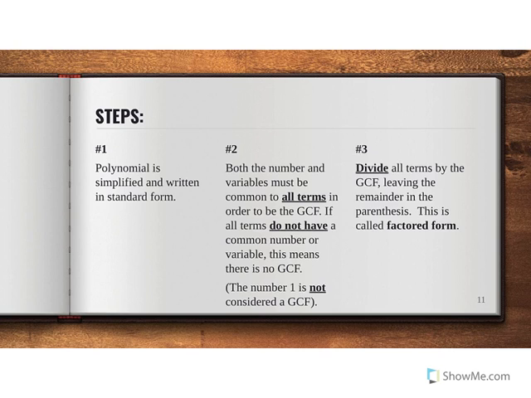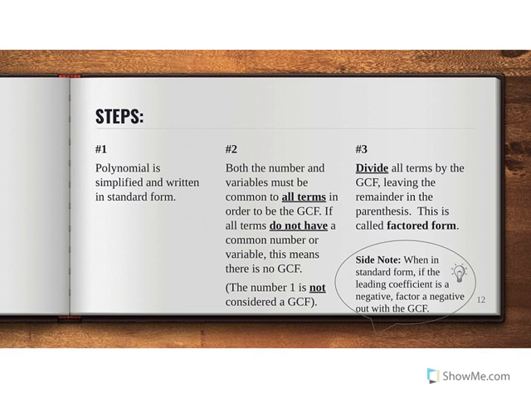Okay, then my third step: you're going to divide all the terms by the greatest common factor, leaving the remainder in the parentheses, and this is called factored form. I'll elaborate on these steps as we go through this. There's just one more hint that I want to give you, a little side note. When in standard form, if the leading coefficient is negative, then you are going to factor out a -1 as part of the GCF. So as we're going through these examples, keep that in mind.